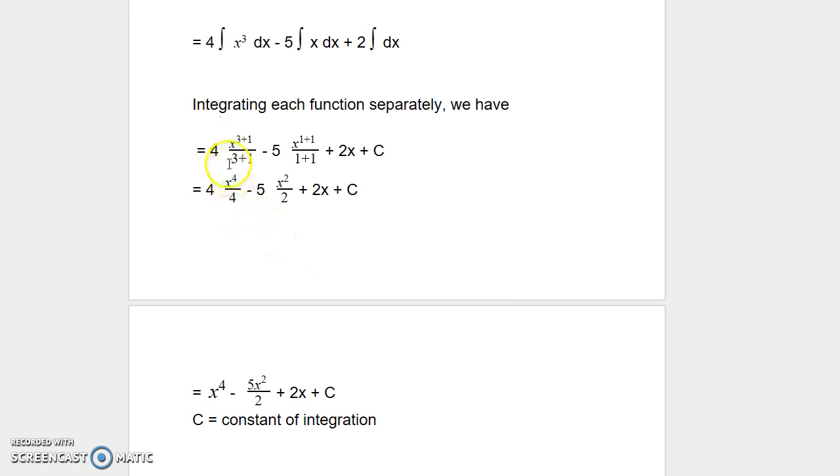Simplifying it some more, we can write it as 4 times x to the power of 3 plus 1 is x to the power of 4 divided by 3 plus 1 is 4 minus 5 x to the power of 1 plus 1 is x to the power of 2, and in the denominator we have 1 plus 1 which is 2, and then 2x plus c. So putting all these things together, 4 in the numerator, 4 in the denominator cancels out. So we have x to the power of 4 minus 5x squared divided by 2 plus 2x plus c, where c is the constant of integration.